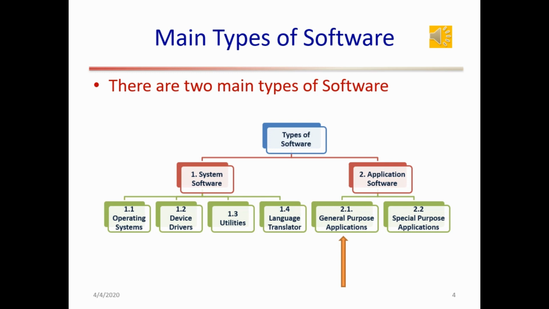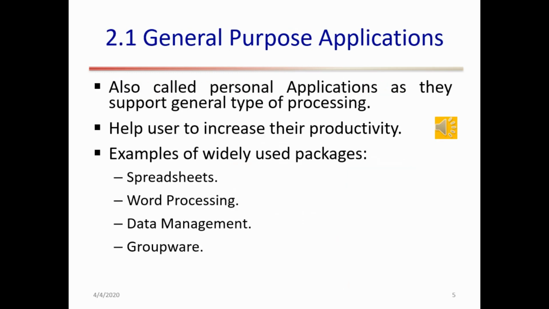Application software has mainly two types, the general purpose applications and the special purpose applications. So let us start with the first type, which is the general purpose one. The general purpose applications are the set of programs that help users to perform some general tasks like writing documents, doing a presentation, searching the internet, managing and organizing data. These programs increase the user productivity as they help him to do these tasks accurately and in a fast manner.